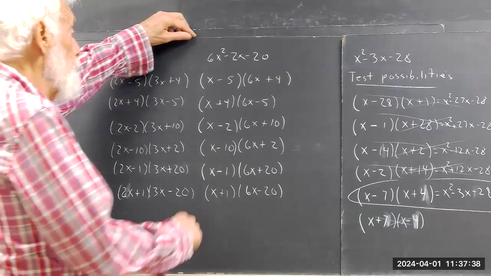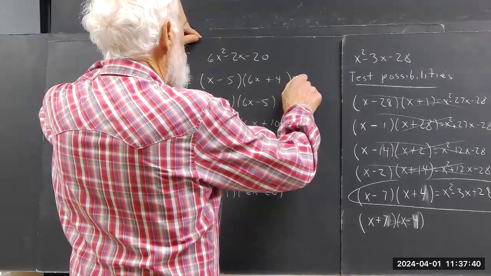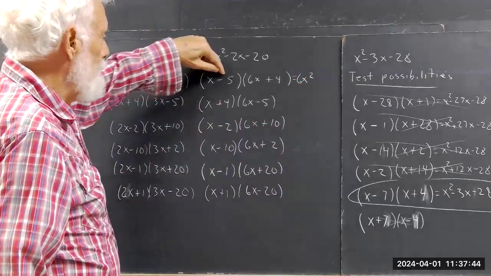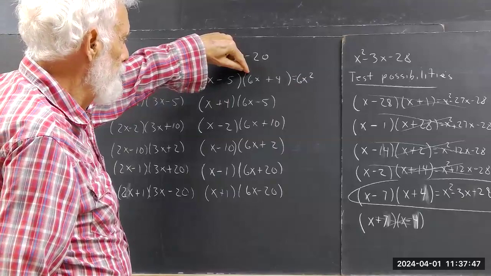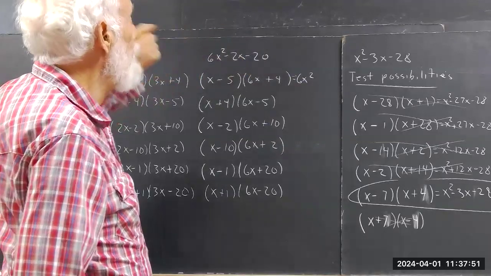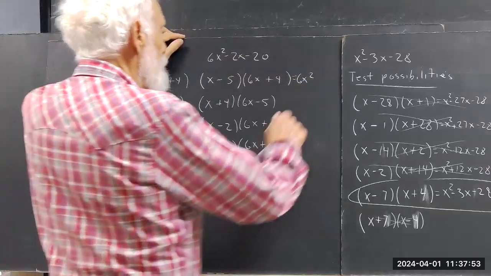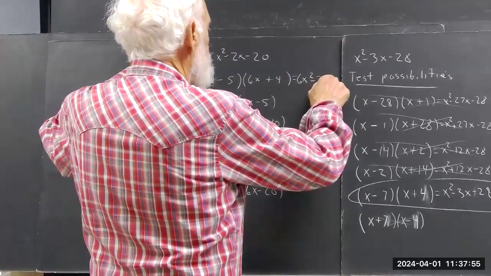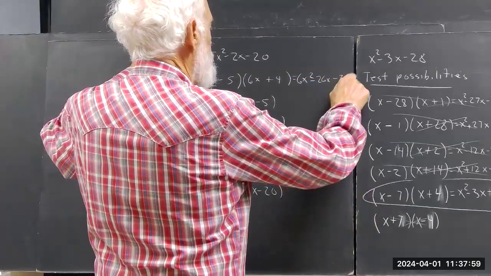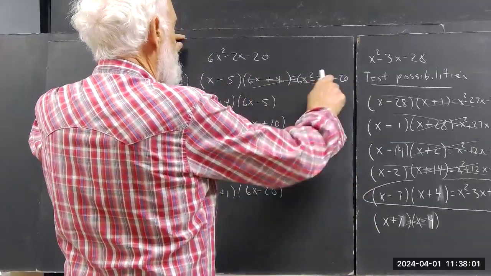Okay. Over here, we're going to get 6x squared. And then the minus 5 is going to multiply the 6 to give us negative 30x. The 4 multiplies the x to give us plus 4x. And I think we end up with negative 26x minus 20. So that didn't work.